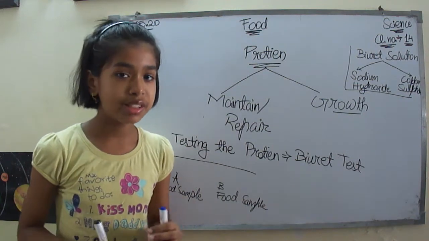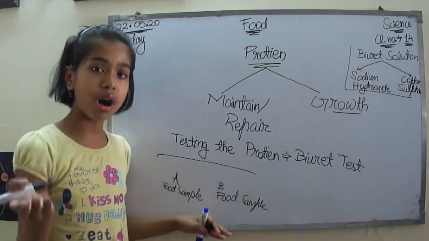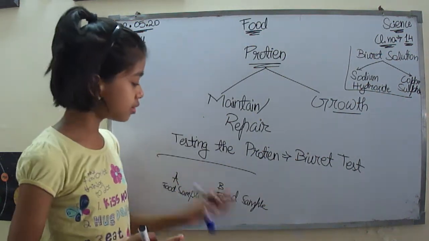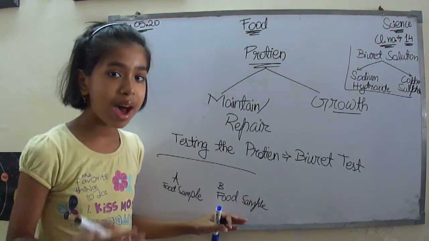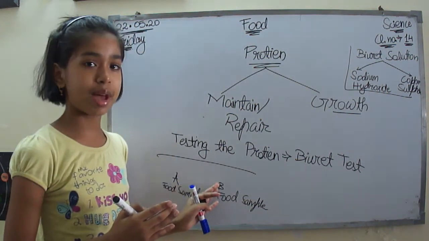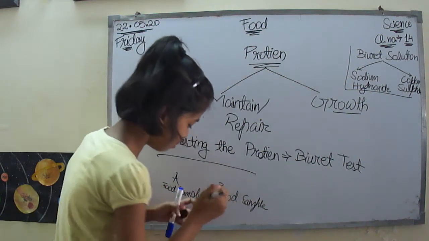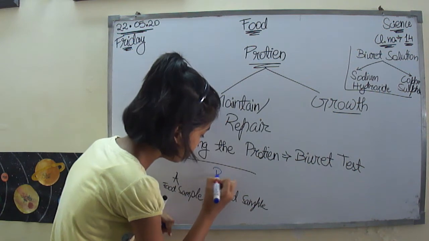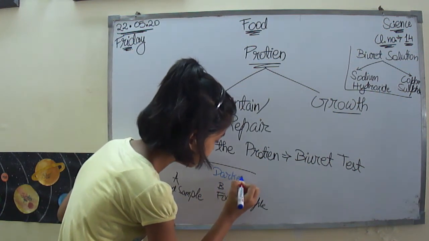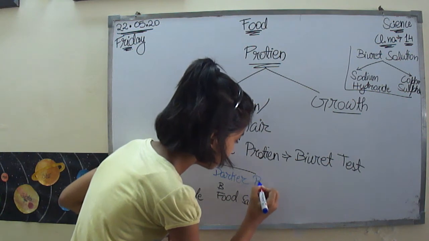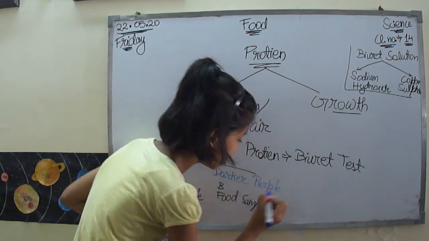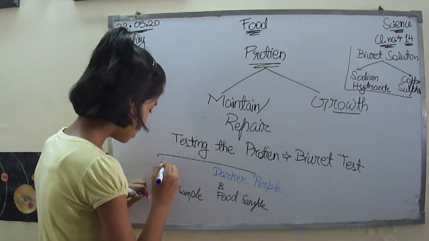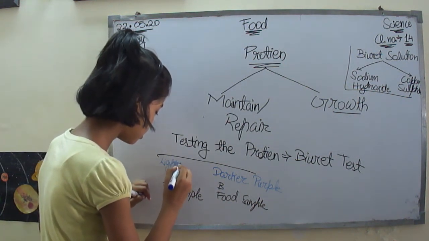So what I noticed is that if I add some drops to this food sample A and some drops to this food sample B, this food sample B shows a darker purple color. But this food sample A shows the lighter purple color.